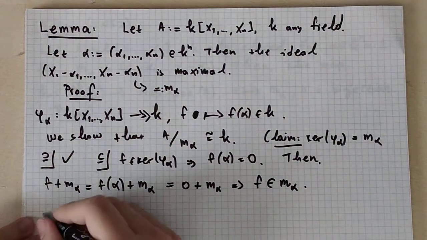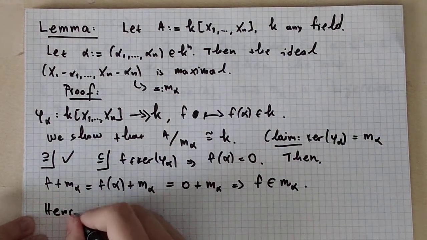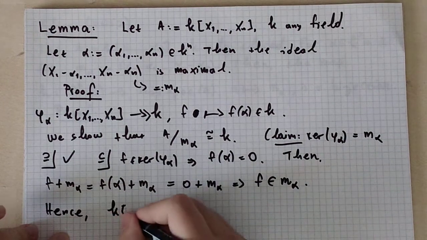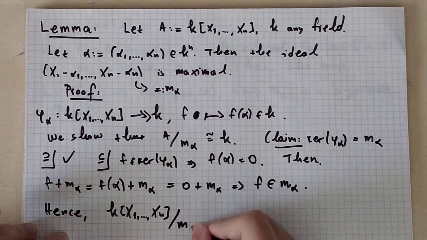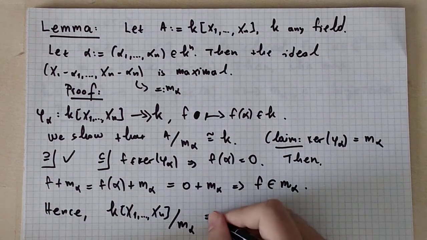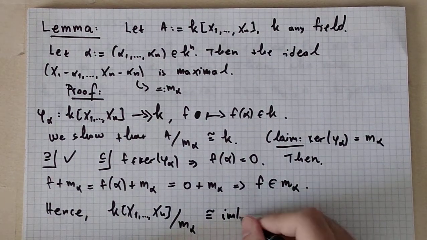So by the first isomorphism theorem, we have that the polynomial ring modulo the kernel, which is m alpha, is isomorphic to the image of phi alpha.